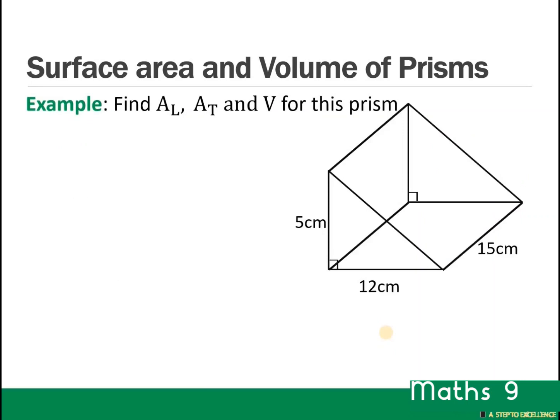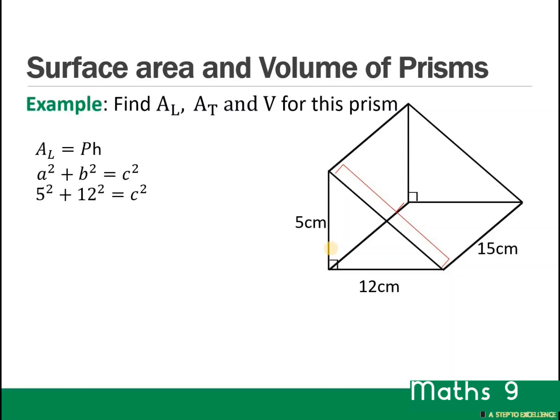Example, find AL, AT, and V for this prism. AL is the perimeter times the height, so we need to find the length of this side here so that we can find the perimeter of this triangle. We can use Pythagoras' theorem, a squared plus b squared equals c squared.